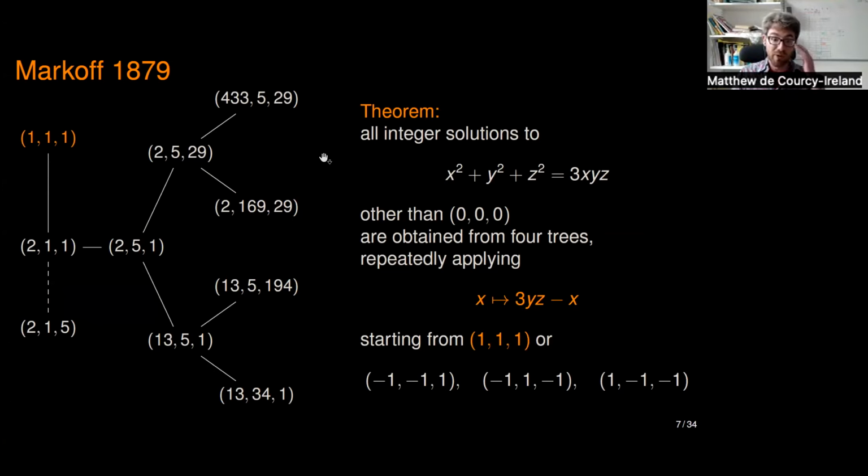So Markov wrote two memoirs on this in 1879 and 1880. The first part of the theorem is that all integer solutions to the Markov equation, sum of squares equals 3 times product, other than 0, 0, 0, they're all obtained from four trees, repeatedly applying these moves, where you start from 1, 1, 1 and build the tree, or you could start from a double sign change of 1, 1, 1. So you get four infinite trees of integer solutions.